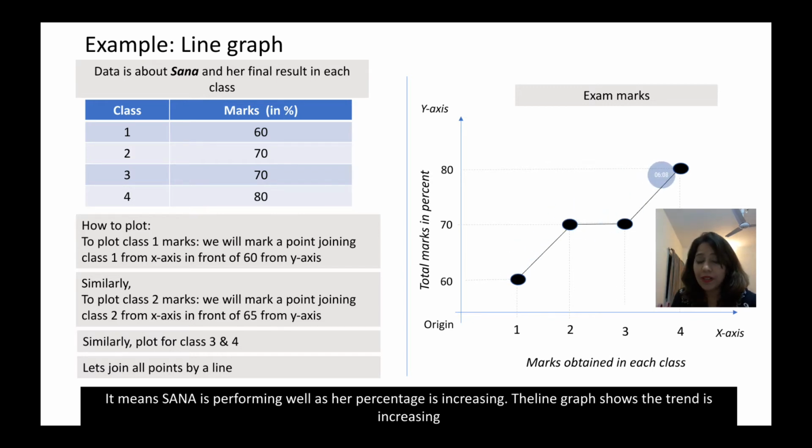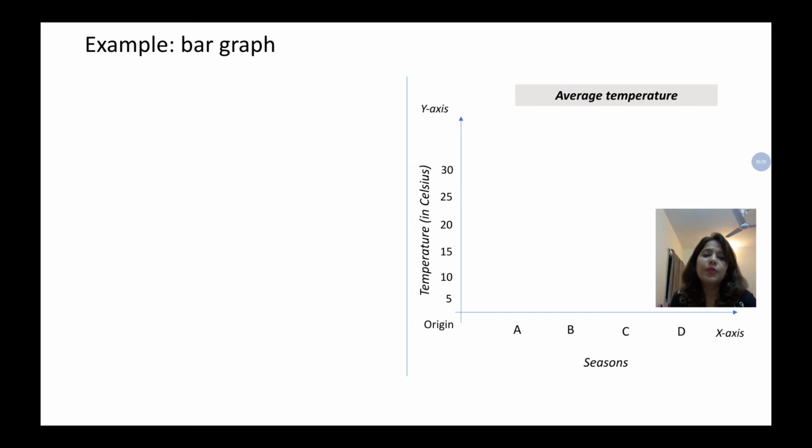This is very important because we are learning a trend from here. So we can clearly see, and we can say this thing clearly, the trend is increasing. Hope you have understood the line graph. Now let's do the example of the bar graph.